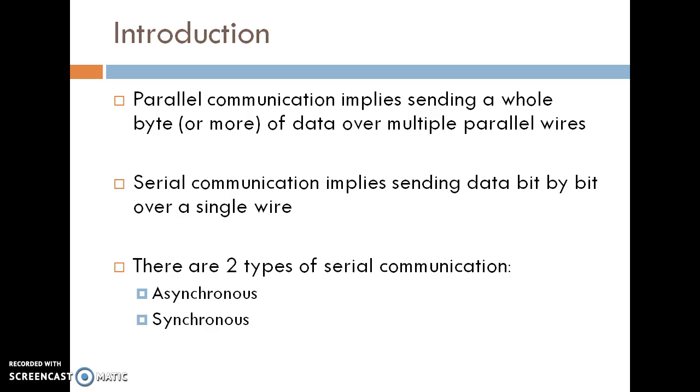There are many popular serial communication standards. Some popular examples are RS-232 using UART. Next one is the Serial Peripheral Interface, that is SPI. Another one is System Management Bus, and the last one is SATA, meaning Serial ATA. There are two types of serial communication. First one is asynchronous, another one is synchronous.